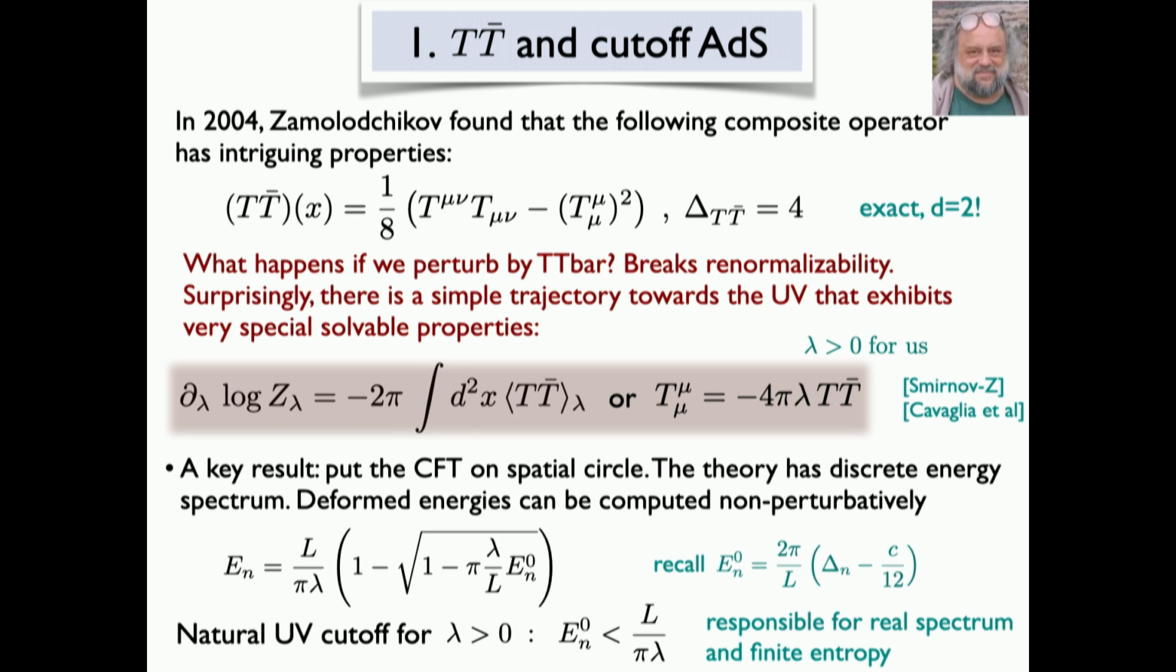Okay? But the important point is that as we start increasing lambda, eventually this square root becomes complex. Okay? So for us, we'll use this to define a natural UV cutoff, which is that we'll truncate the spectrum at the energy level that makes this square root vanish. Okay? So basically, this is the natural UV cutoff defined by TTbar, and this will be an important point for us to deal with a finite quantum mechanics system with well-defined entropy.